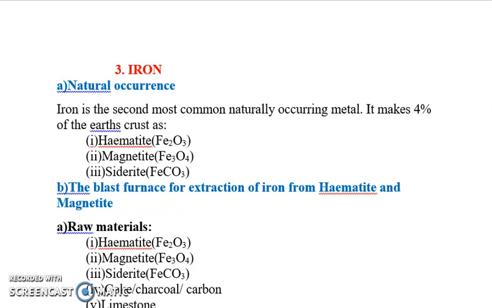Extraction of iron. Iron is the second most commonly naturally occurring metal. It makes about 4% of the Earth's crust. It exists as hematite, which is iron(III) oxide, magnetite, and siderite. Iron is extracted by use of a blast furnace.